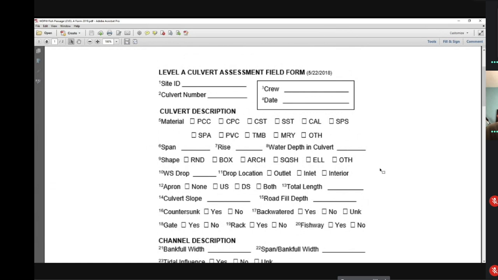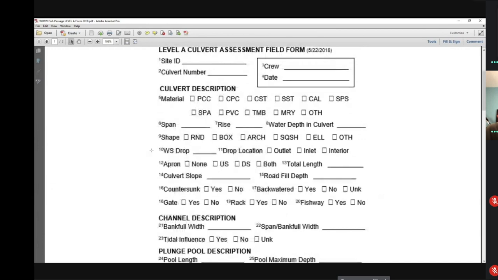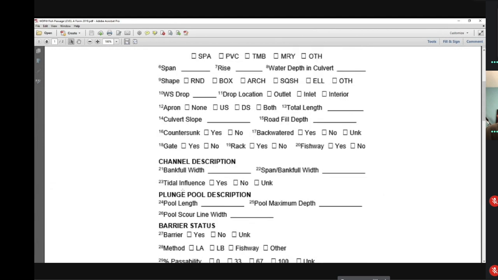We got the shape, WS drop, water surface drop. Remember that table had the criteria or the thresholds for water surface drop. So at the bottom, we actually get to assign a passability to this, and that will come into play potentially. And you'll see drop location: outlet, inlet, interior. This is just darn helpful for reminding us to look for water surface drop throughout, not just at the outlet. The apron, I'm almost always saying none, as I mentioned, but absolutely consider an apron. And again, that's different than a beveled end. If I have a beveled culvert, I will note that, and the pictures will show that, but I'll note that here. There's comments right here.